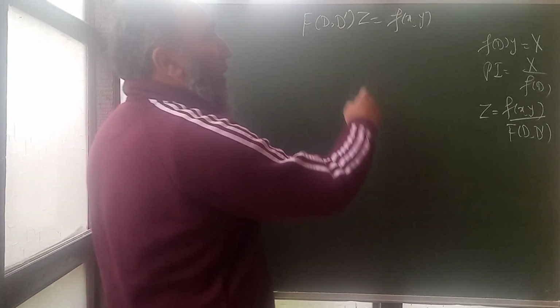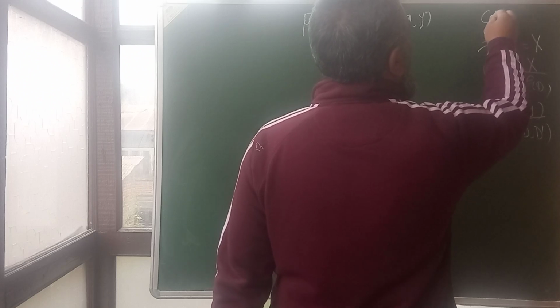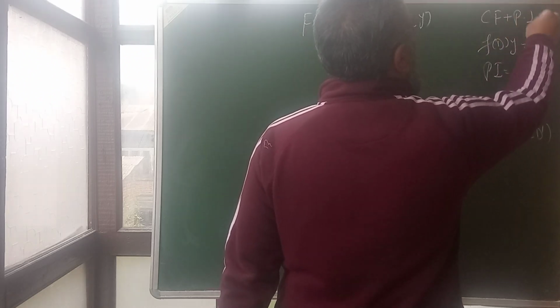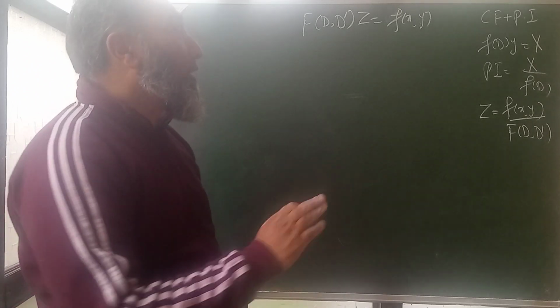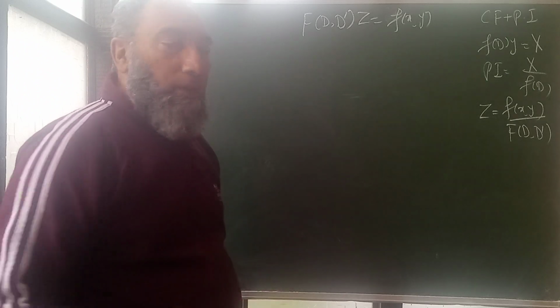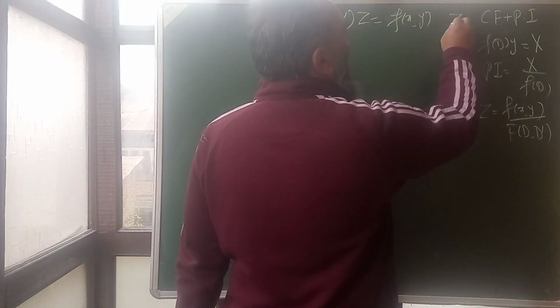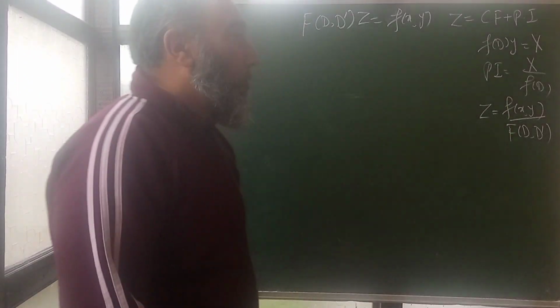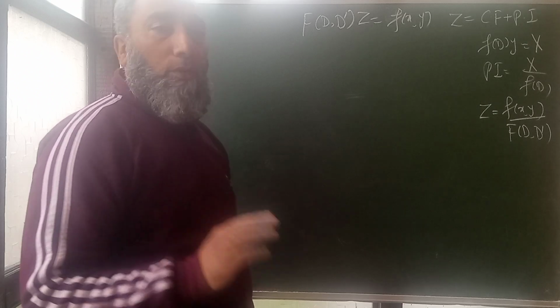First of all, for this the solution was complementary function plus particular integral. When the right hand side is 0, the solution is only the complementary function. When the right hand side is a function of x, y, I have to find the particular integral, so the solution will be complementary function plus particular integral. Now you know how to find the complementary function. Let me tell you about the particular integral.